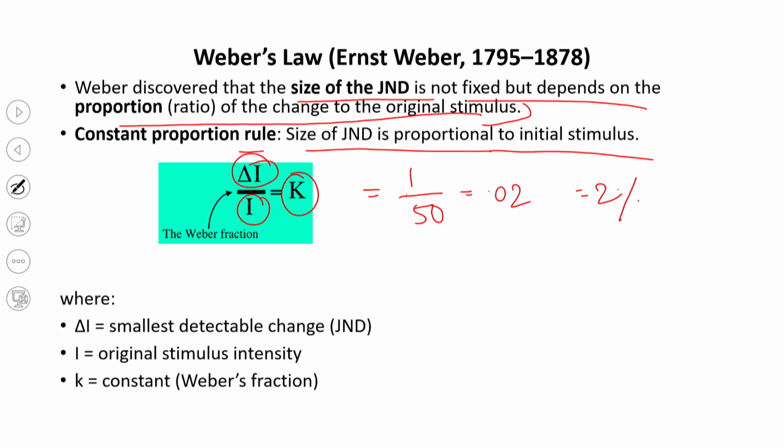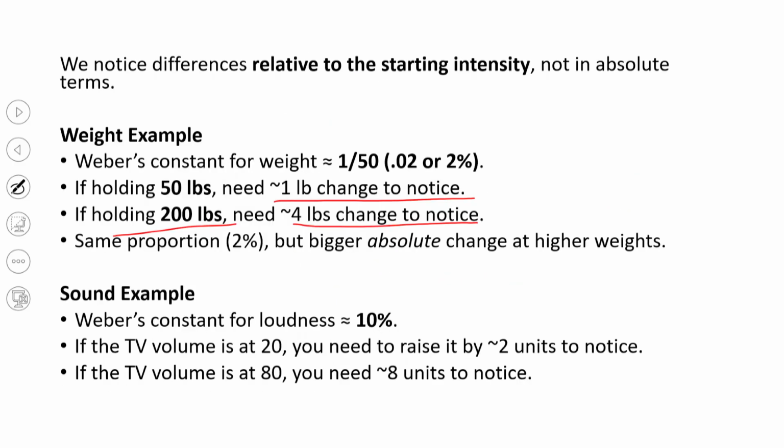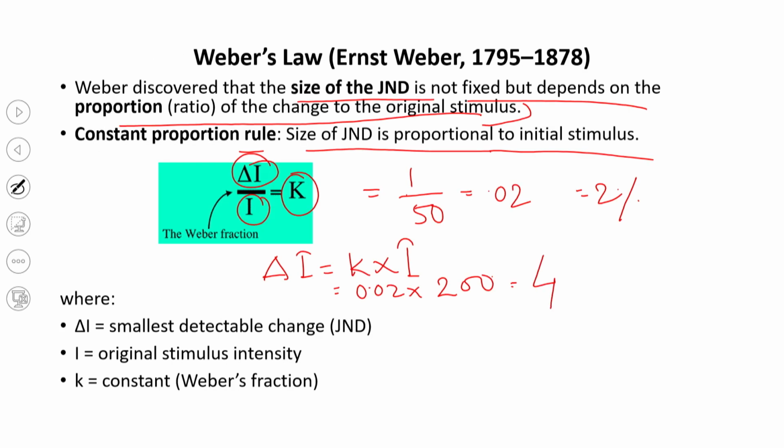For example, for the difference threshold, we can find it out: the difference threshold could be k times I, where k is the fraction. If the fraction is 0.02 and the original is, let us say, 200, then accordingly it will be 4. So it will be 4 kg. So, we can calculate the difference threshold for every intensity of the action. For 50 it is 1, as we have already established. For any further intensities we can calculate the difference threshold accordingly using this formula.